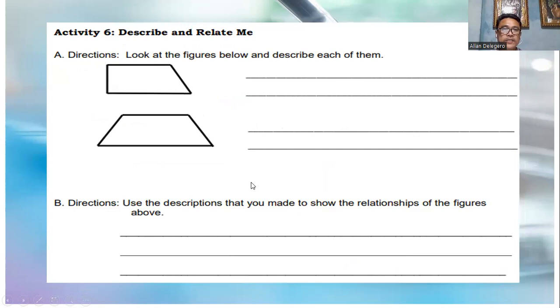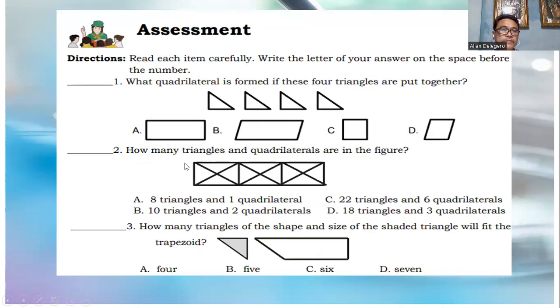Activity 6. Letter A, look at the figures below and describe each of them. And letter B, use the descriptions that you made to show the relationships of the figures above. Read each item carefully. Write the letter of your answer in the space before the number.